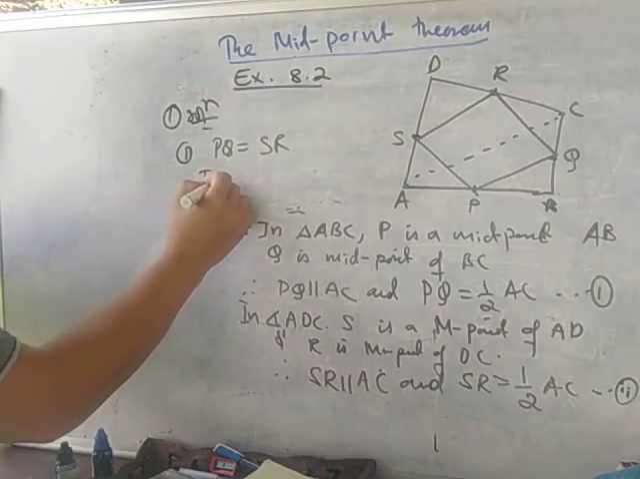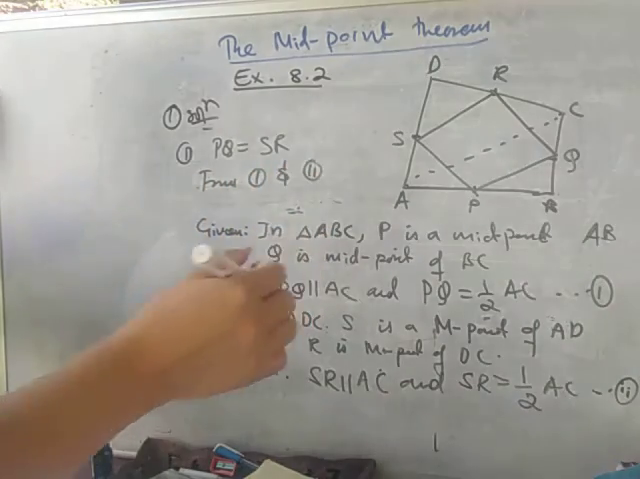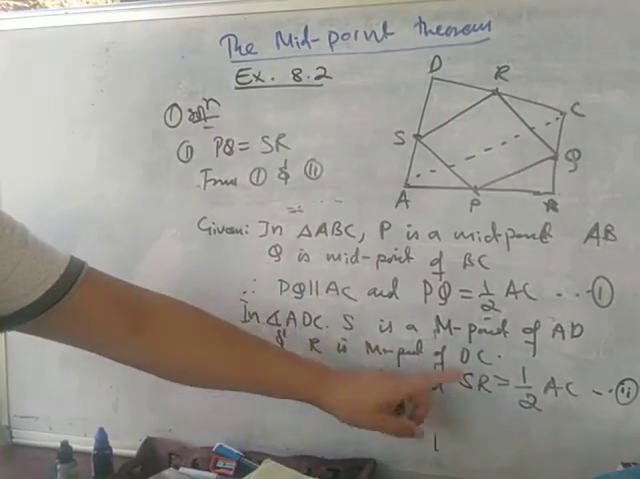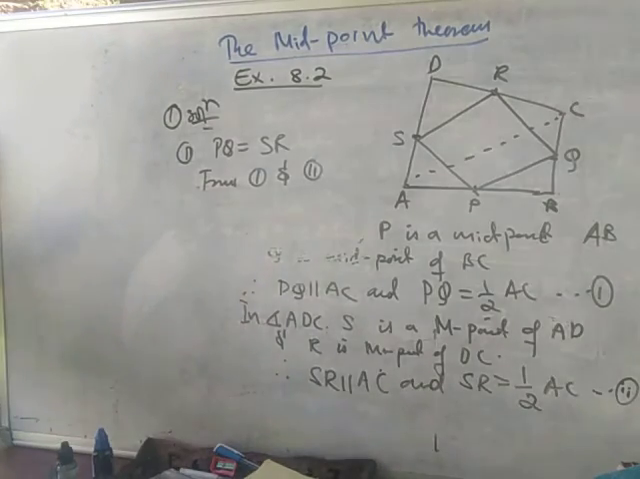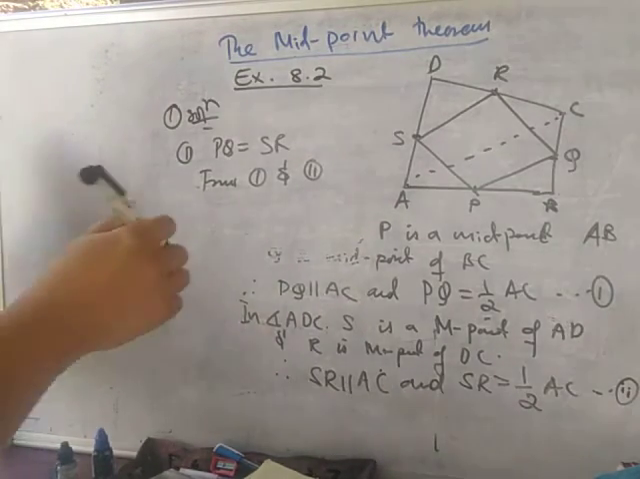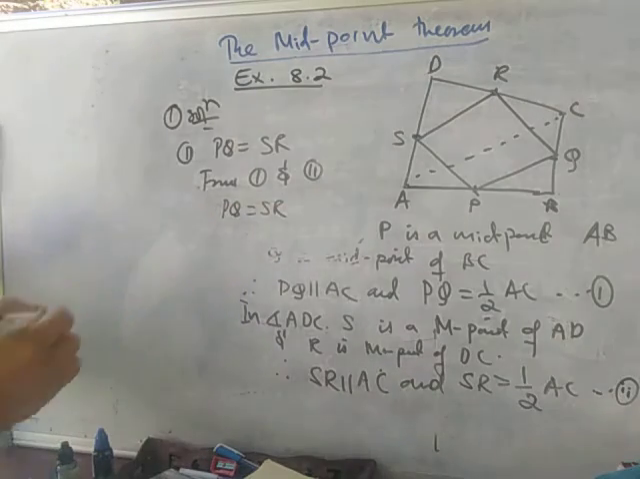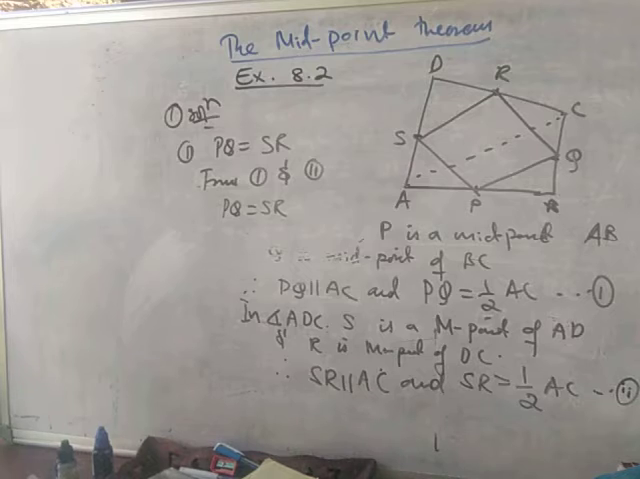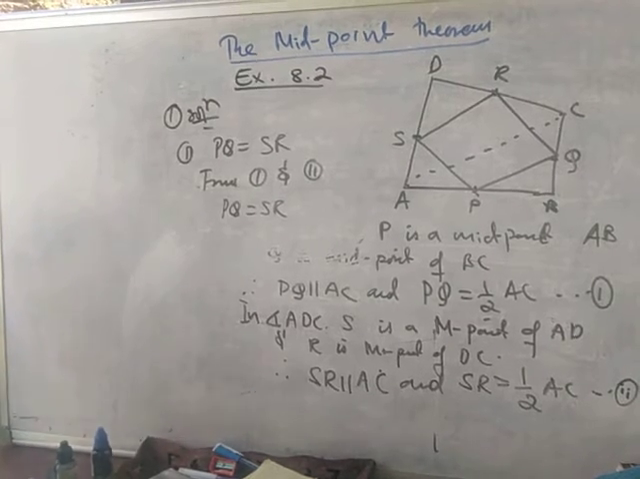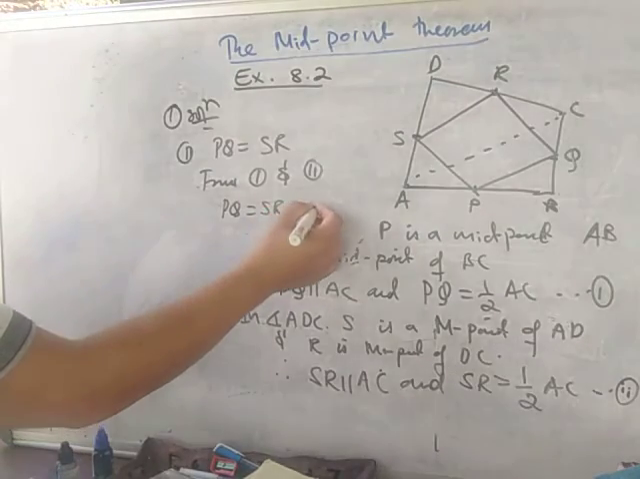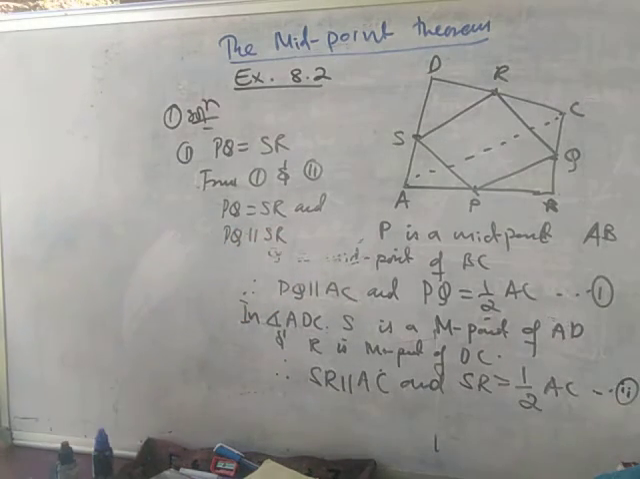From the first and second equations, what do we get? Those two are equal to the same thing, so they are equal to each other. Euclid's axiom, okay? So from 1 and 2, PQ equals SR. And PQ is parallel to SR also. They are parallel, isn't it?